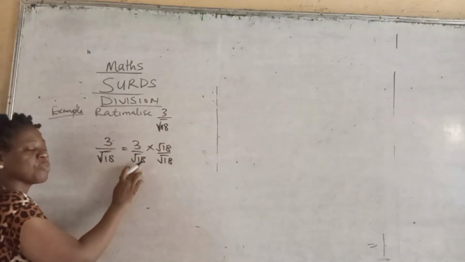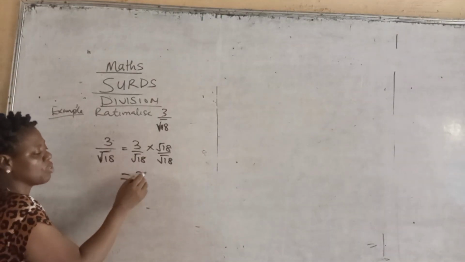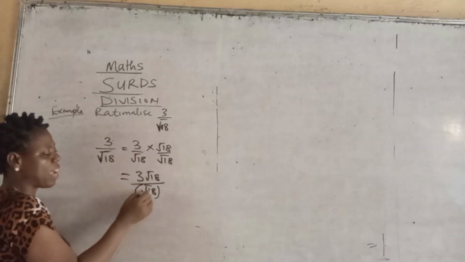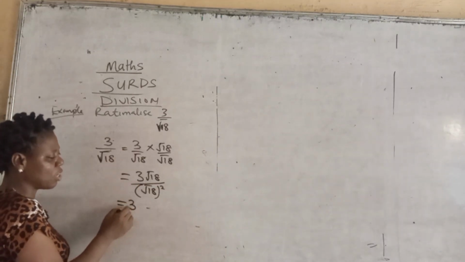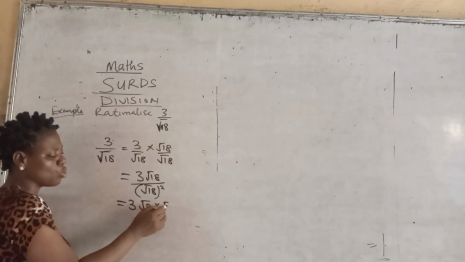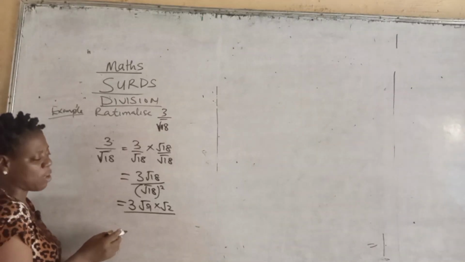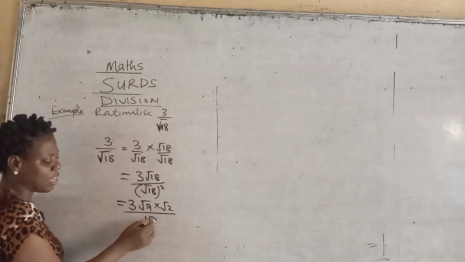We are doing that for us to rationalize this number, and that gives us what? 3 root 18 over root 18 squared. Are you with me? And from there we are having 3, and we simplify root 18, which is root 9 times root 2. I expect you to know how to simplify by now, from what we have done so far. And root cancels square, and we have 18.